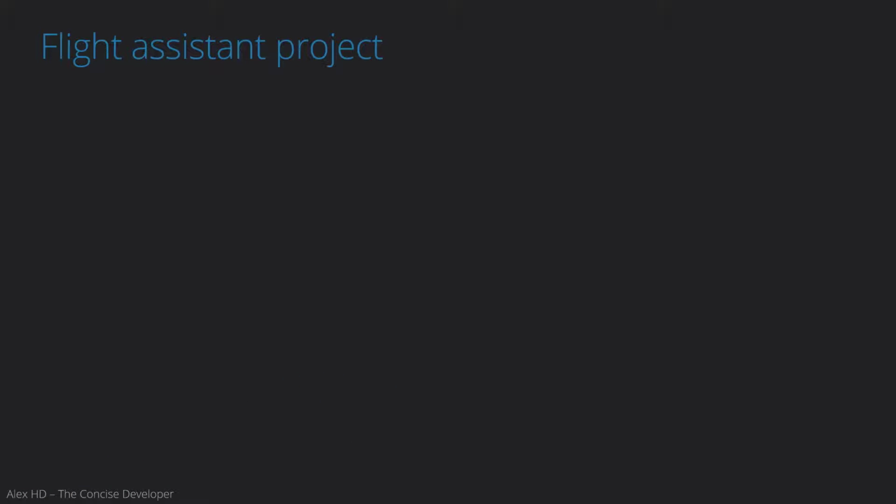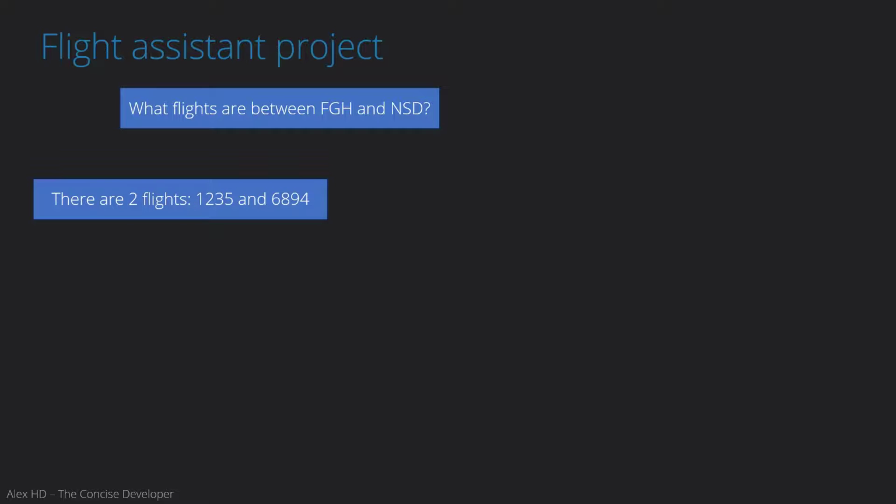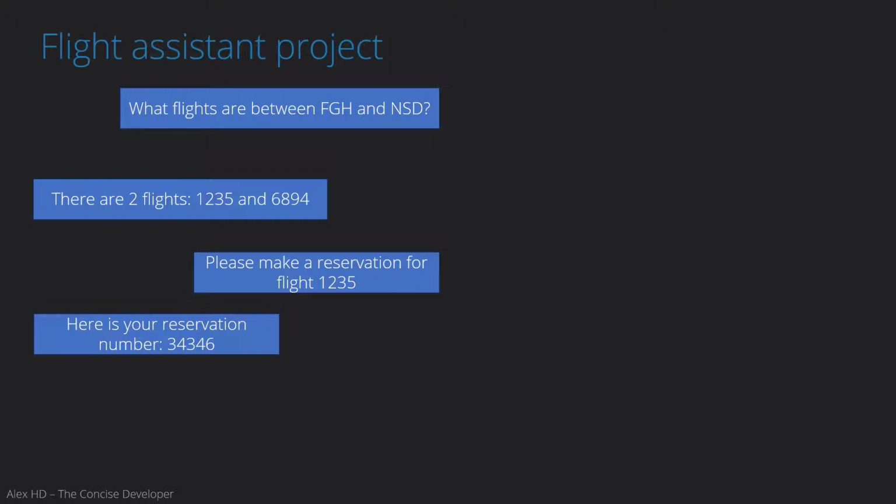Let's now talk about a project proposal, which I called a flight assistant. Well, basically what we want to implement is a dialog in which we can ask for flights between two destinations. The destinations should be by their airport code, just random 3 or 4 letters, doesn't really matter. Then the system will respond back with some flights, maybe 1 or 2 or no flights. If we have flights available, then we can ask the system, please make a reservation for that flight, and the system should return back a reservation number.